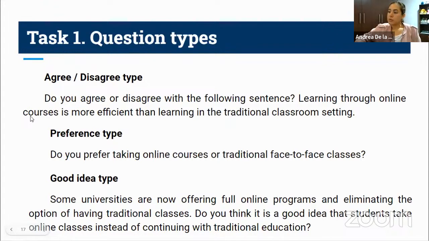Okay, guys. So the three most common question types are the agree and disagree, the preference type, and the good idea type. Agree and disagree is the one we just saw. Does anyone know what agree means? It's a verb. What does agree mean? Does anyone know what agree means or what disagree means?